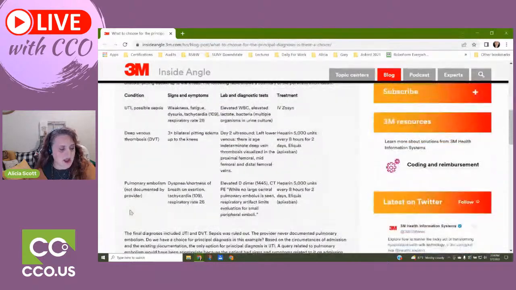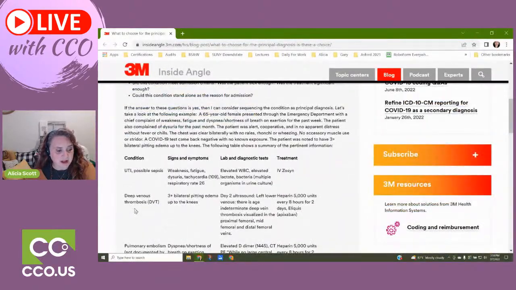So let's look at this note briefly, because you can go out and spend more time on it. She gives the example of a 65-year-old female who goes to the ER with a chief complaint of signs and symptoms of weakness, fatigue, and shortness of breath on exertion for the past week. She also complained of dysuria for the past month. The patient's alert, cooperative, in no apparent distress, without fever or chills. Her chest was clear bilaterally with no rales, rhonchi, or wheezing.